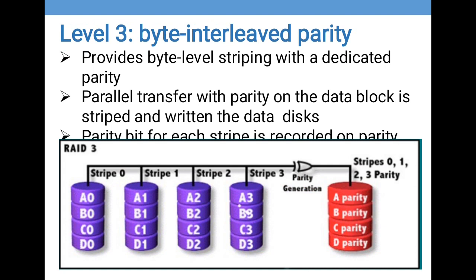The next level is level 3. The name is byte interleaved parity, which provides byte level striping with a dedicated parity bit. Here for each stripe, for example, consider A is a stripe. For that, one parity bit is placed in this disk, and all the parity bits are placed in a separate disk in the RAID. Here, parallel transfer with parity on a data block is striped, and the data will be written in the disk.